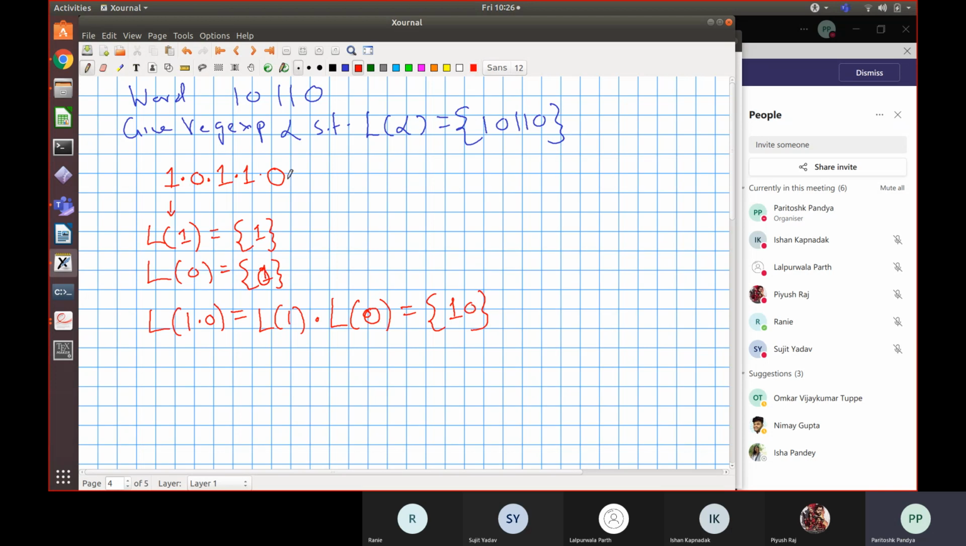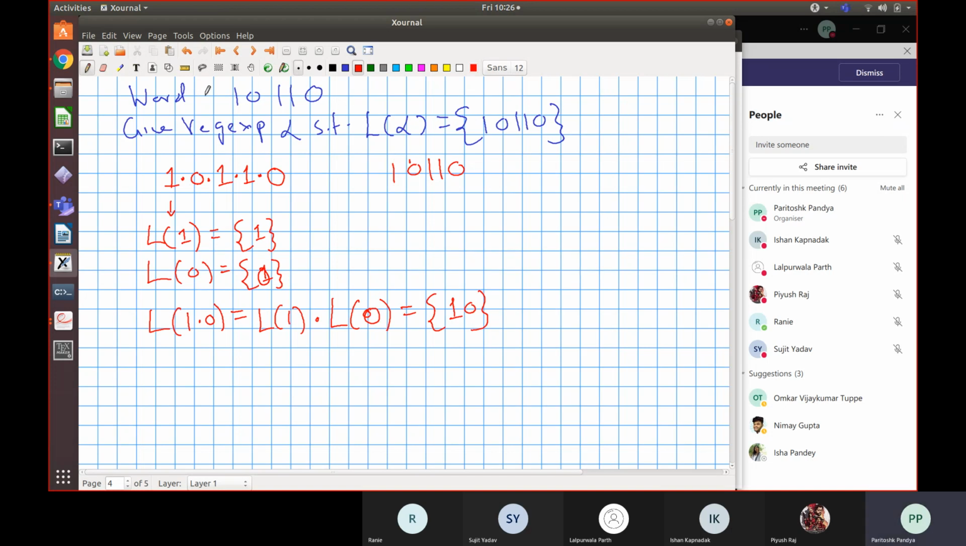Similarly, you keep catenating with more of them, and so this regular expression, please understand, in blue I have written the word, in red is the regular expression, and these dots are usually omitted, so we can also write this as 1, 0, 1, 1. It looks like the word, but it's a regular expression. And this regular expression gives me exactly the language containing this one word, right? So far, are you with me? I think this is the easy bit.